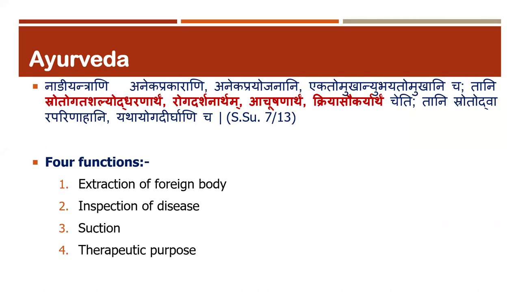Under this heading, different types of Yantras are described. Nadi Yantra is one of them. Susrut described the shape and types of Nadi Yantra, with many types and many purposes, with one opening or two openings. But the functions described by Susrut are excellent, and very practical in the present scenario also. The four functions described by Acharya Susrut are Srotogata Shalyoddharanartham, Roga Darshanartham, Achoshanartham, and Kriya Karanartham. These four functions are still very practical in the present scenario also.